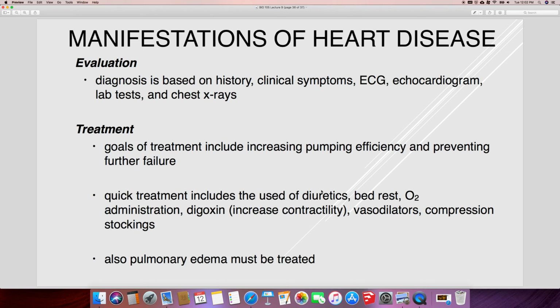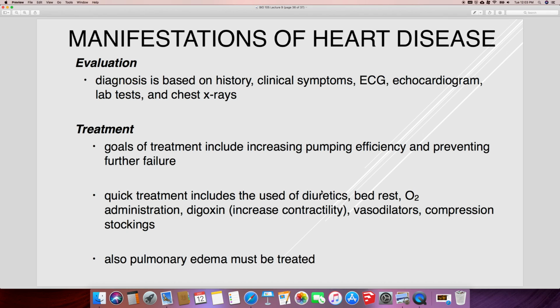So evaluation, diagnosis, based on history, clinical symptoms, ECG, echocardiogram. An echocardiogram is basically an ultrasound of the heart, lab tests, chest x-rays, and then also a stress test, things like that. And then treatment, basically the goal is to increase the pumping efficiency of the heart and prevent further failure. So again, I showed you that Frank Starling curve, and even though once you're over the hill you can't go back, you can at least slow down your descent down that hill on the curve.